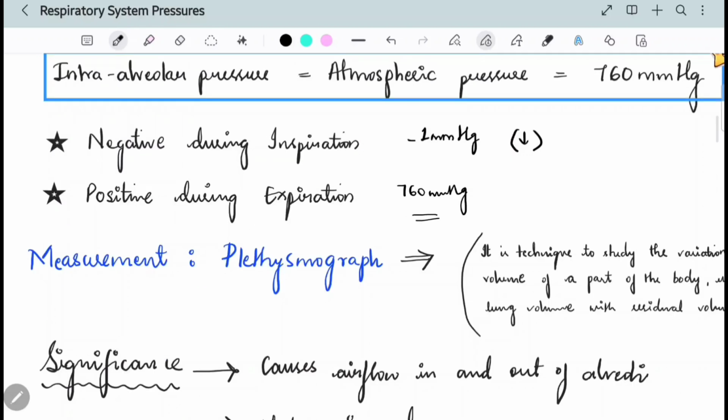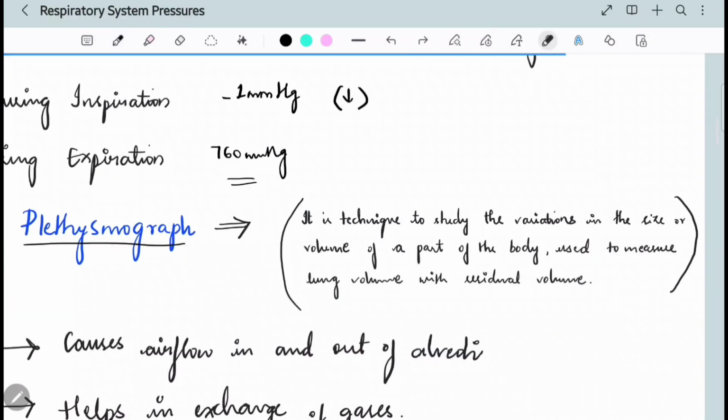Now for the measurement of intra-alveolar pressure, we need an instrument which is called a plethysmograph. A plethysmograph is a test which is used to measure the volume of air in the lungs, including the air that remains after full exhalation. That is our residual volume. Heard about spirometry? It is also used to measure the volume of air in the lungs, but it does not calculate residual volume, whereas plethysmography also measures the residual volume.